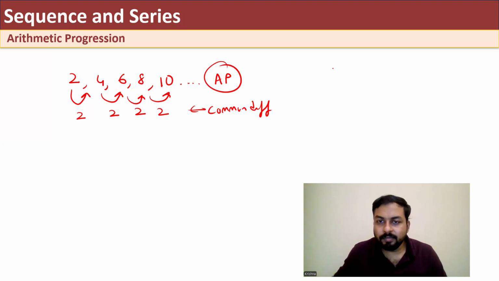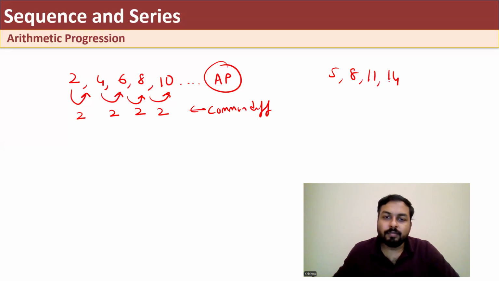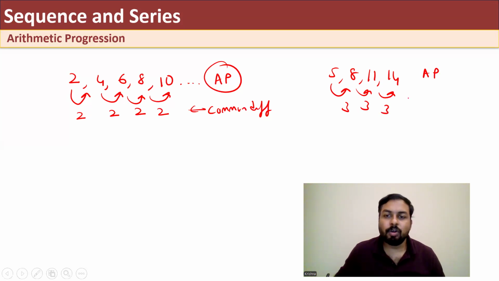Let me take another series. Let's say 5, 8, 11, 14. Is this in AP or not? Yes, this is also an arithmetic progression. Why? Because the common difference between the terms is the same. Whether I do 8 minus 5 or 11 minus 8 or 14 minus 11, I'm getting the same common difference. So yes, this is also an arithmetic progression.